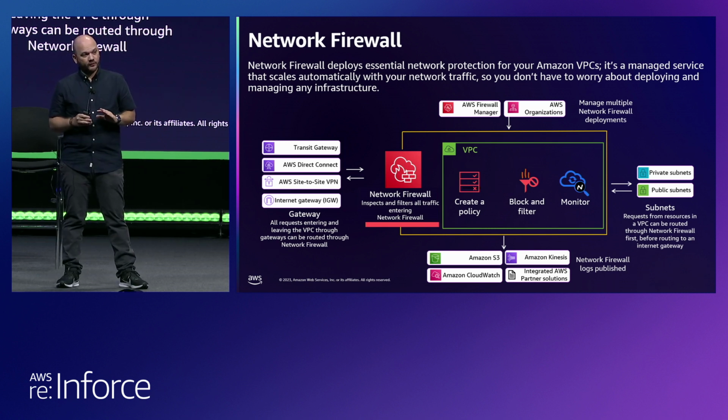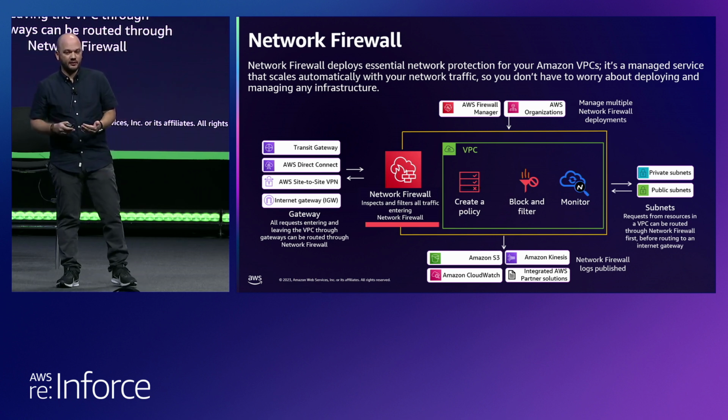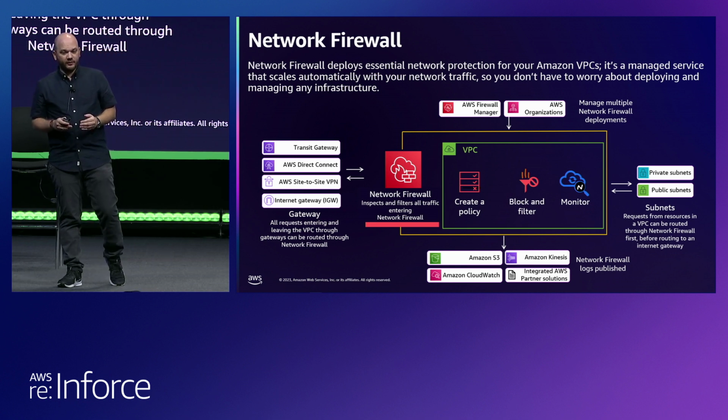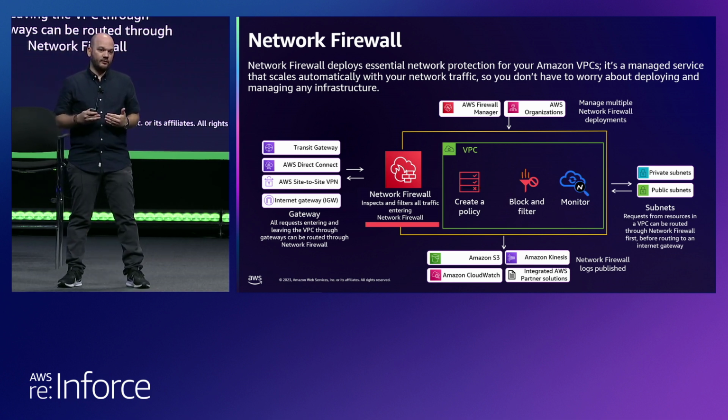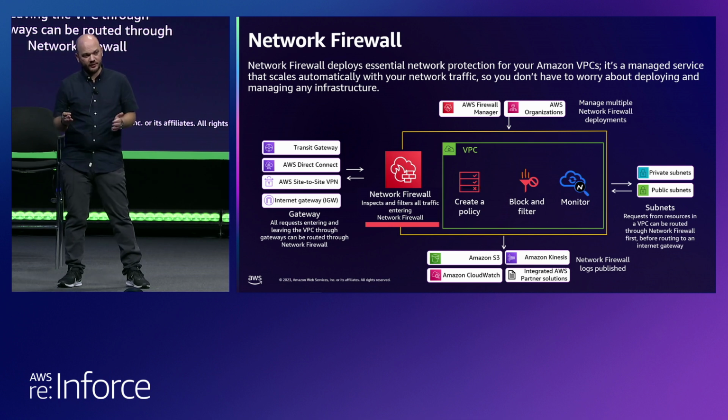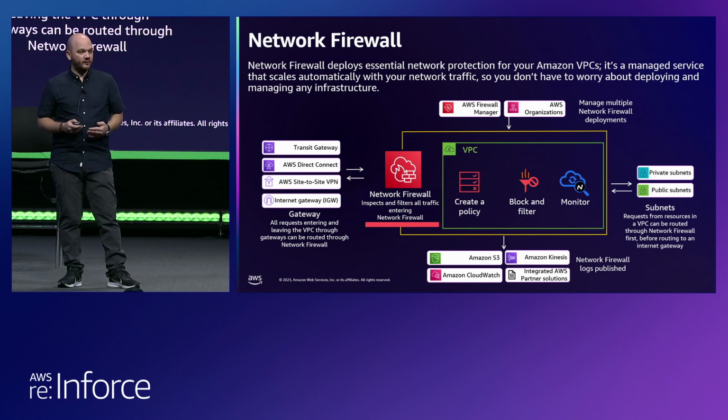Network Firewall works very well also with our managed services like Direct Connect, VPN, and transit gateways and so on. Right? The cool thing about Network Firewall is that it works well, like I mentioned, with Firewall Manager, so you can actually automate all these deployments and policies across your AWS organizations, in different accounts and different VPCs.